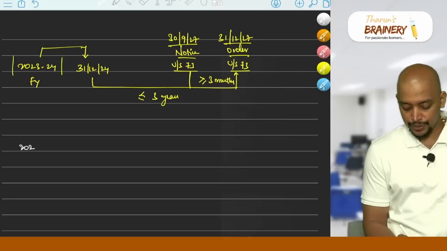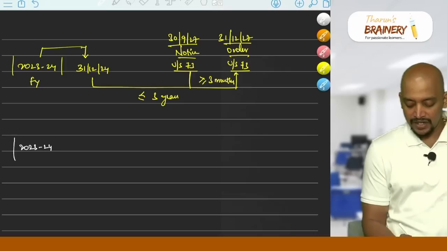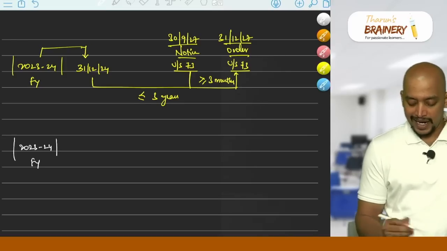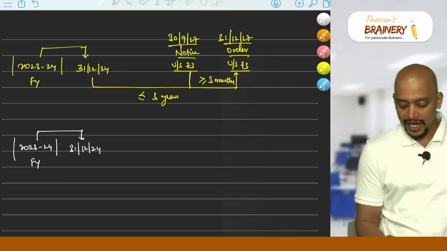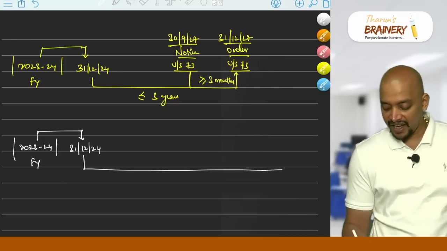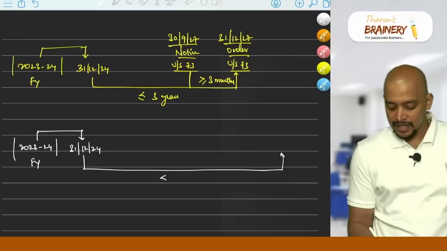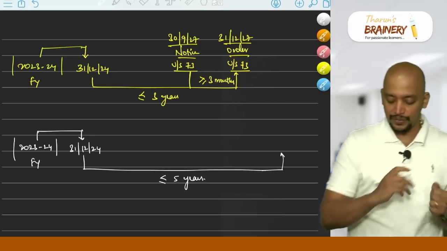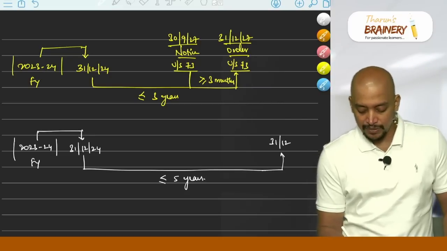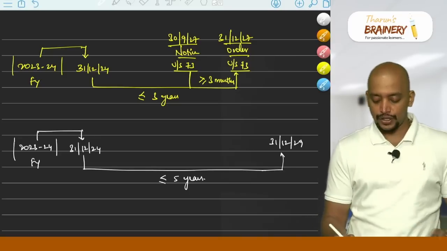Same financial year 2023-24, if this is the financial year, then for this financial year, what is the due date of filing annual return? 31st December 2024, and from there within 5 years the order should be passed. So order should be passed within 5 years, which means 31st December 2024, 25, 26, 27, 28, 29. So by 31st December 2029, the order should be passed.